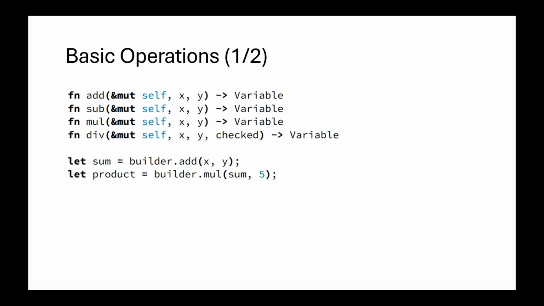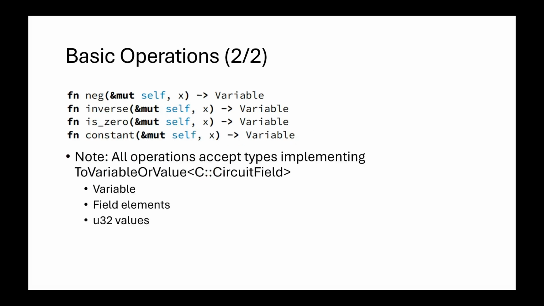In these two pages, I didn't write the type for the arguments because it's too long. It's a trait, to variable or value, and it can be any variable, field elements, or unsigned int values.